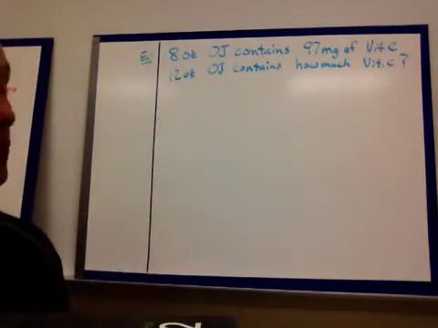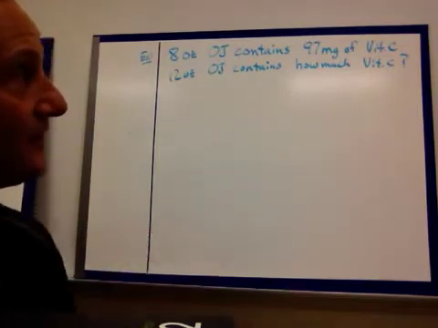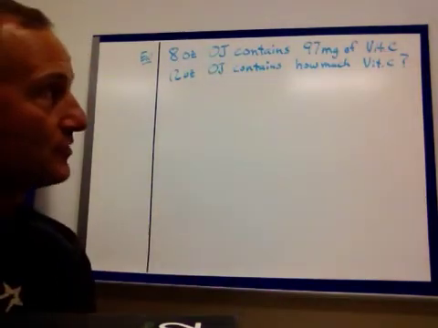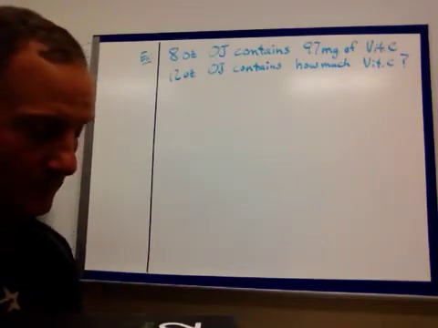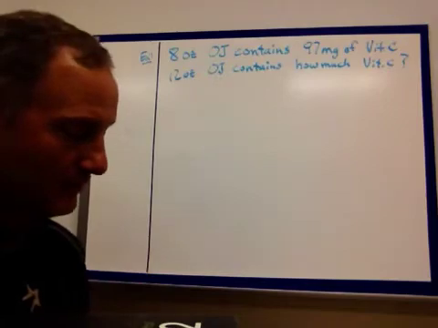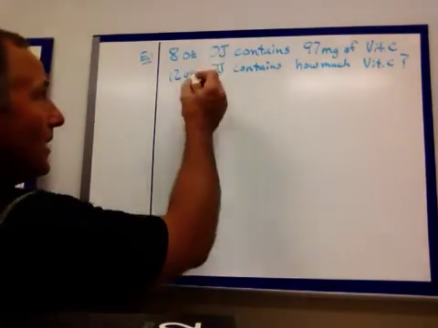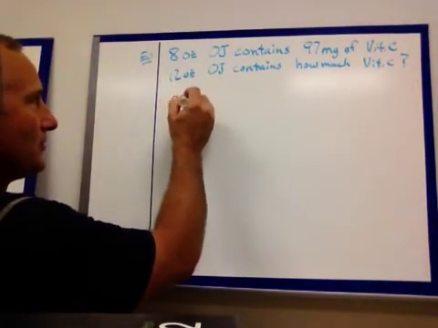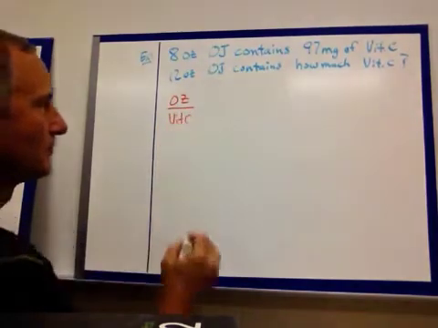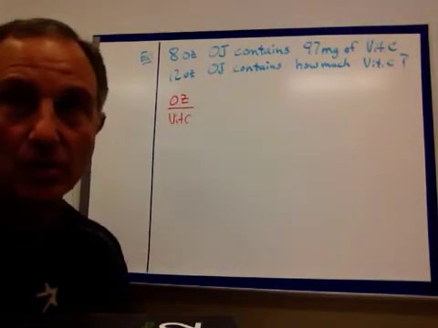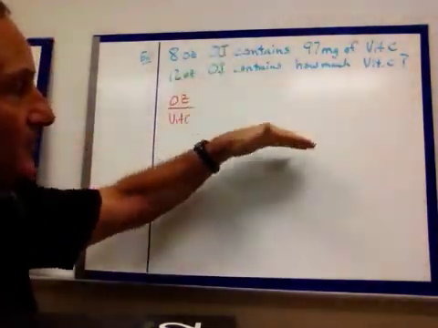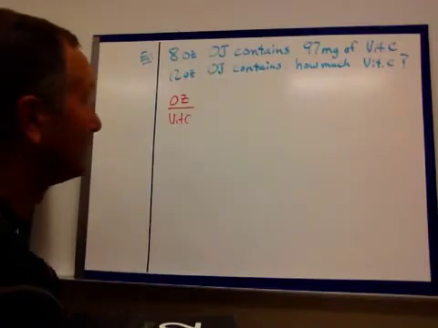8 ounces of orange juice contain 97 milligrams of vitamin C. 12 ounces of orange juice contain how much vitamin C? You've got more than one way to do this. I'm going to set it up this way: the number of ounces over the amount of vitamin C. That's how I'm going to set mine up. You could say ounces of one over ounces of the other, and then vitamin C over vitamin C. I'm going to do it this way.